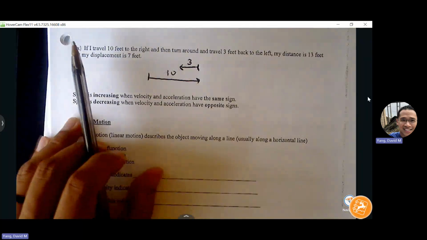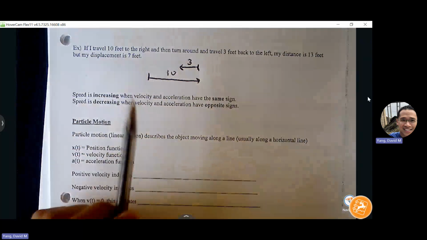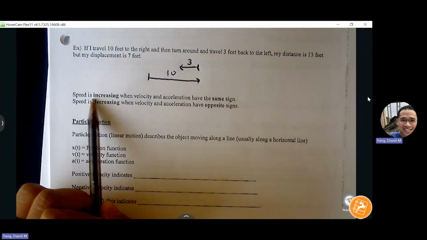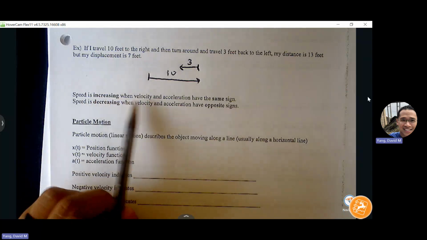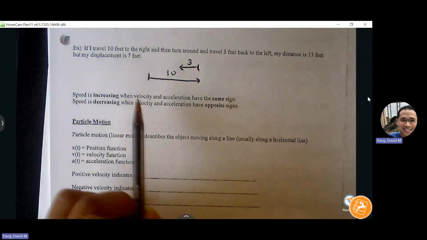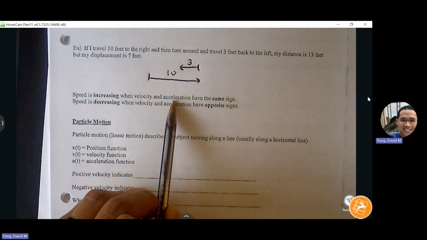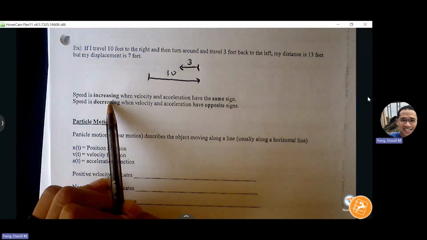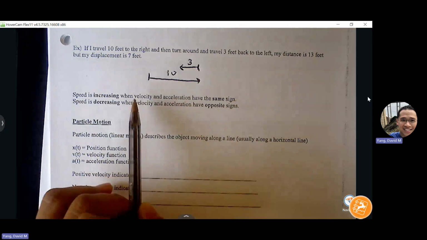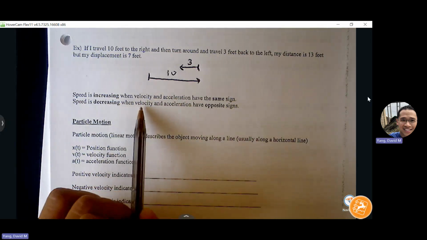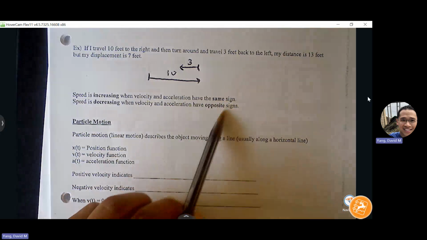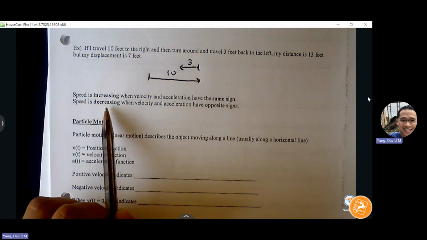Okay. And then I have some notes here that we're going to talk about on the next page. Speed is considered increasing when your velocity and acceleration have the same signs. So if your velocity is positive and your acceleration is positive, that means the object is speeding up. Okay. If your velocity is negative and acceleration is negative, that also means the object is speeding up. But if one is positive and the other is negative, opposite signs, then the speed of that object is decreasing.